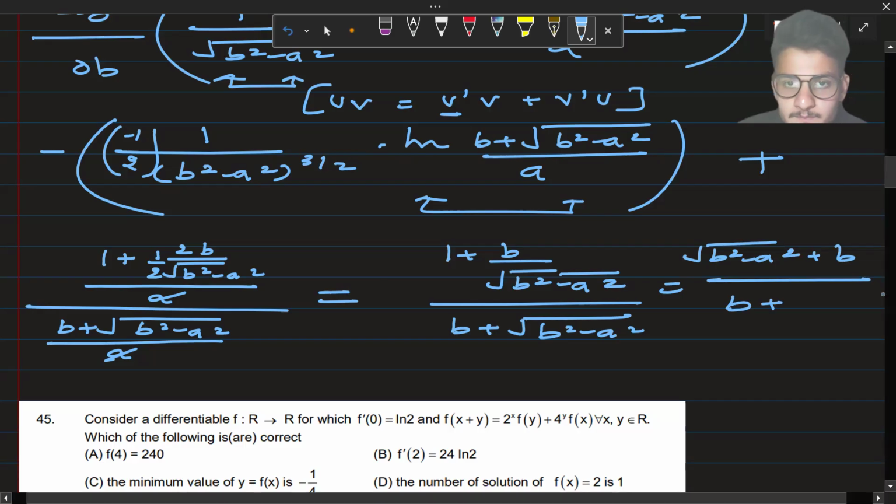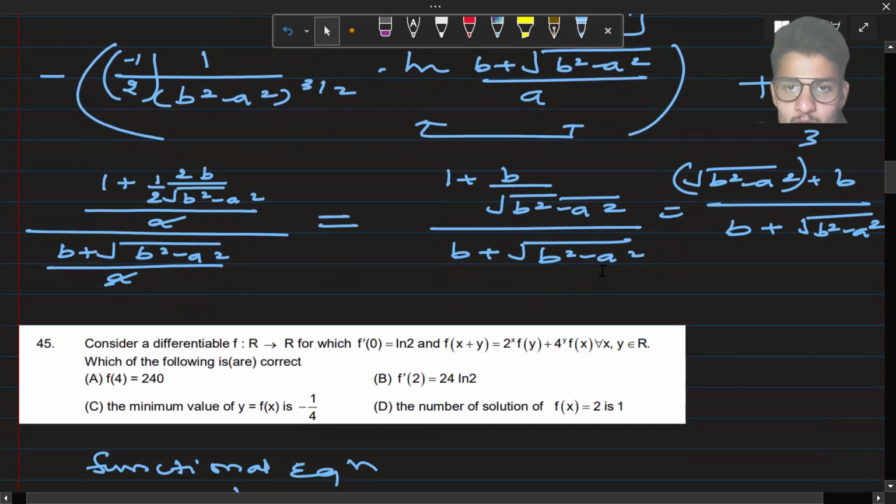b plus... something is missing. What is missing there? Minus 1 by 2, minus, it will be 3 by 2 here. Okay, it will be 3 by 2. This is a cube here. Okay, the cube should be there. And here b square minus a square. So this is the right differentiation.